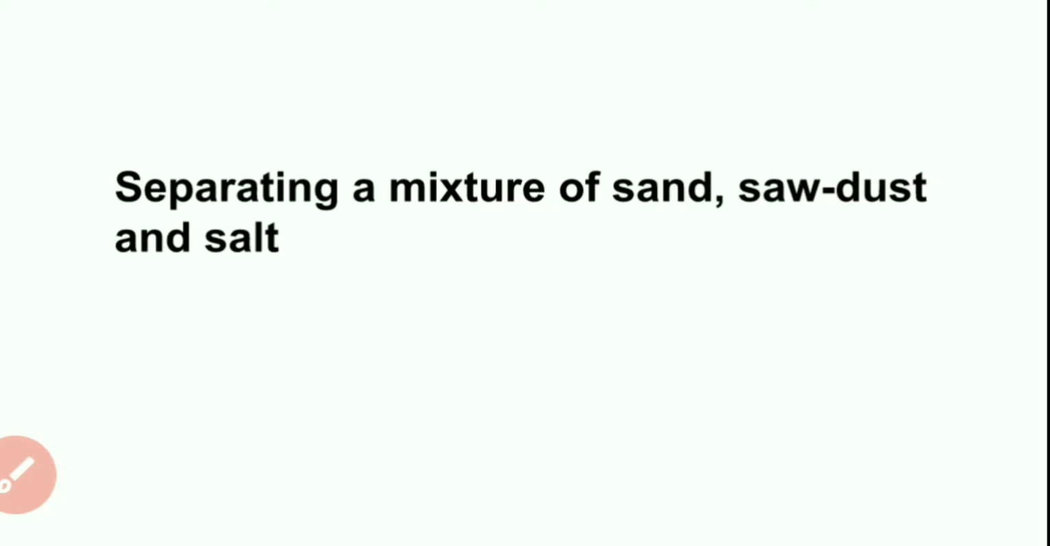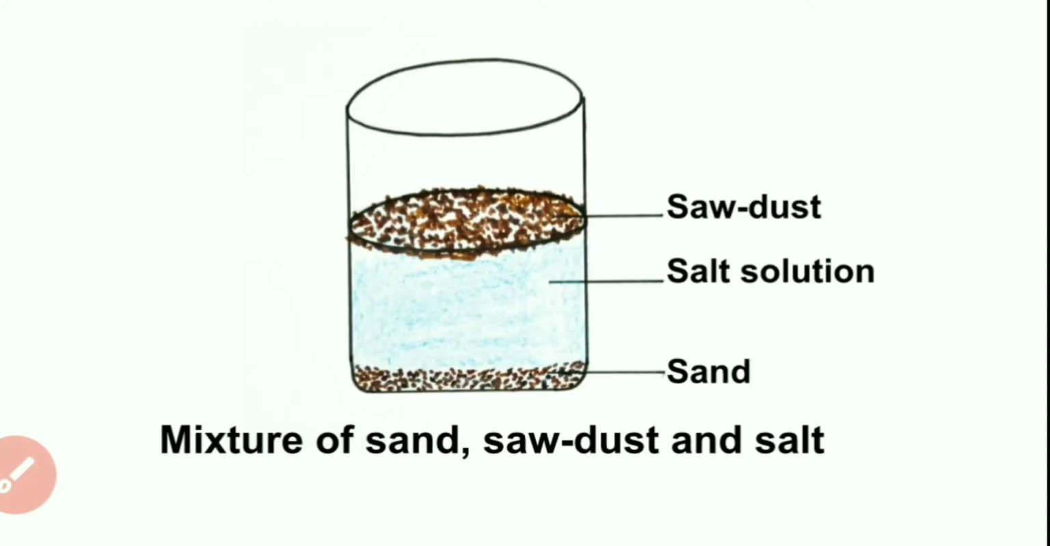Now we will study the separation of those mixtures where only one separation technique cannot be applied for separating the entire mixture. Like for example, a mixture of sand, sawdust and salt. We cannot separate all the constituents by applying only one technique. Now let us have a look how we are going to separate them.